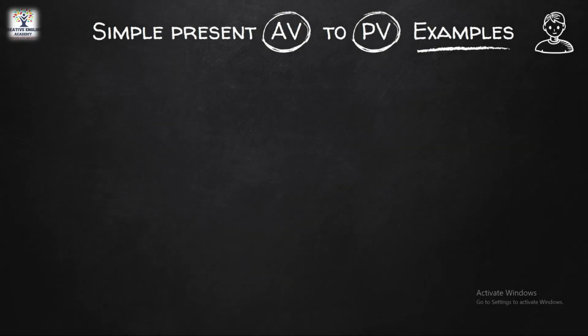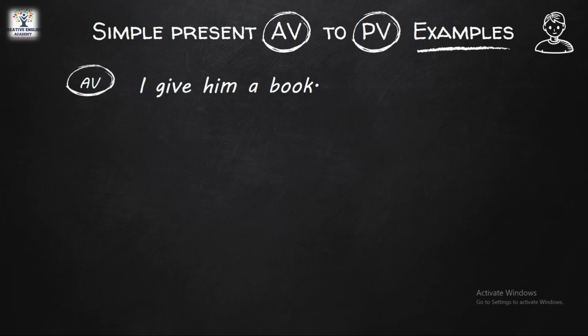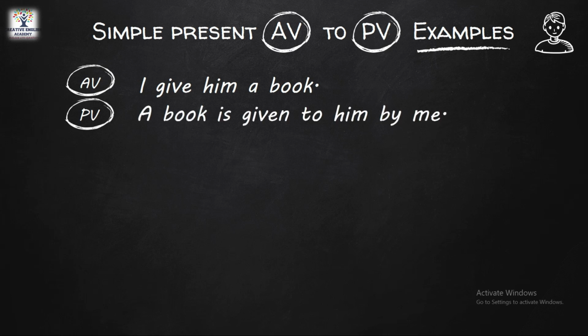Some more examples. I give him a book. Passive is a book is given to him by me. Now in this example there are two objects. So I am giving you a simple trick to identify an object in a sentence.